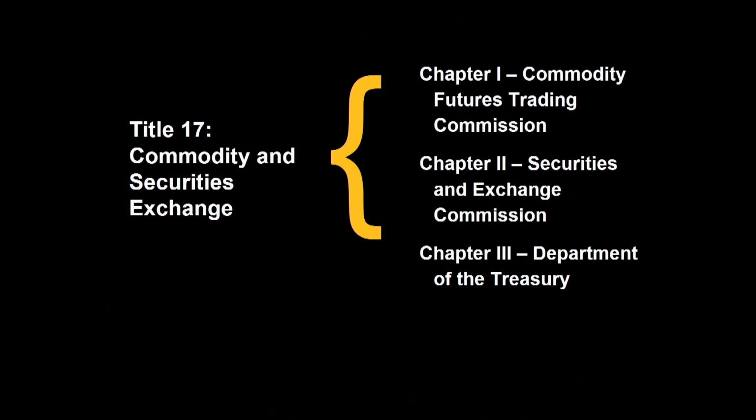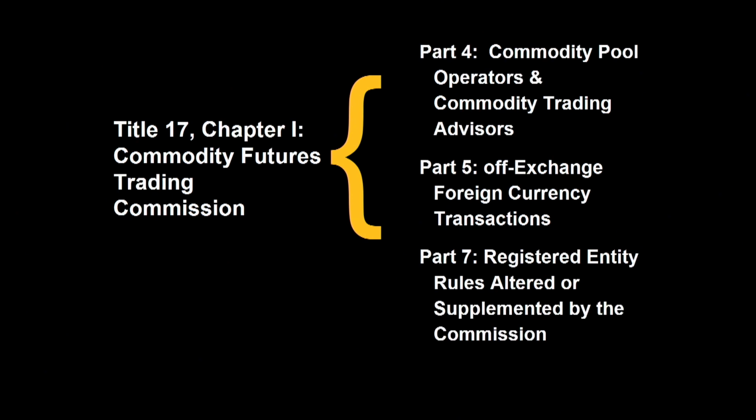Title 17 of the CFR covers commodity and securities exchange. Two agencies that work in this area are the Commodities Futures Trading Commission and the Securities and Exchange Commission. The regulations of the Commodities Futures Trading Commission are in Chapter 1 of Title 17. The regulations of the Securities and Exchange Commission are in Chapter 2 of Title 17. Let's look at Chapter 1. The regulations of the Commodities Futures Trading Commission.